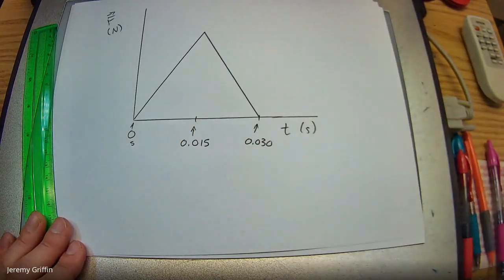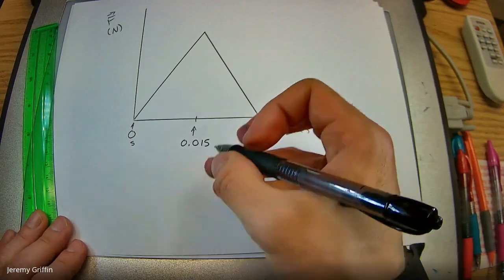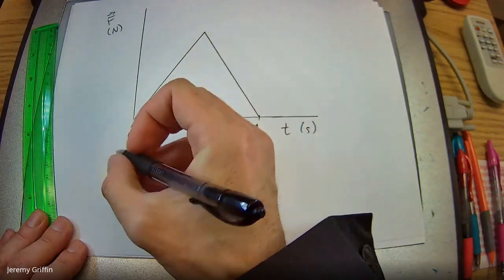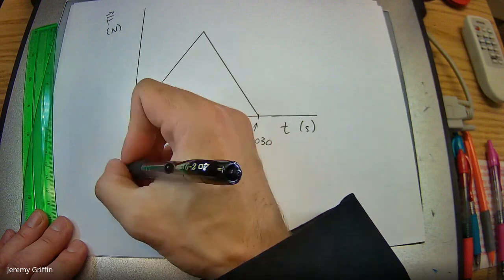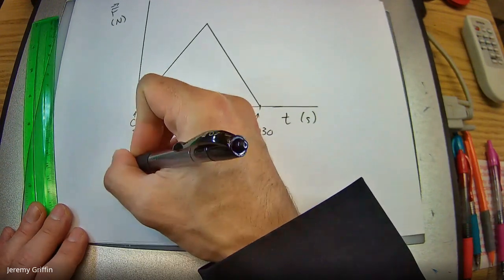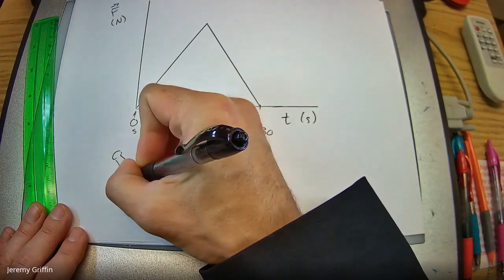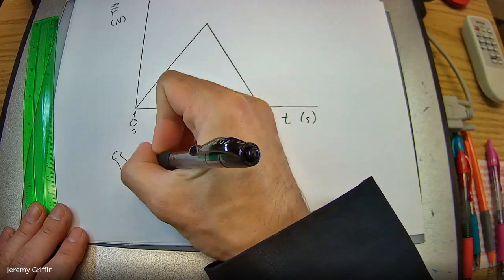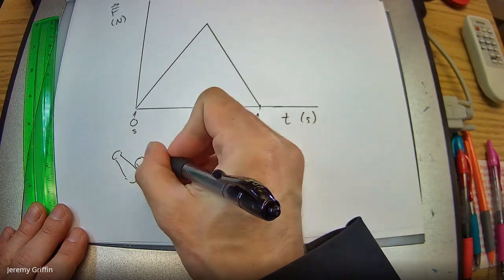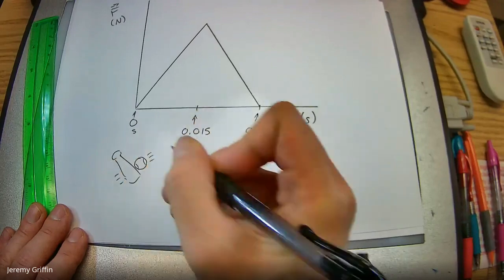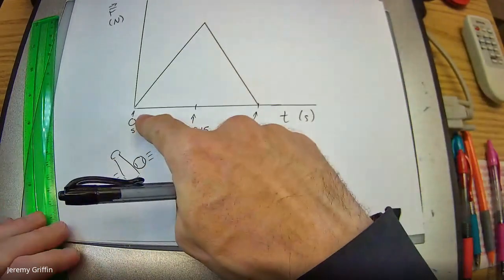This very first moment is when here's your bat. Here's the ball, and the ball is just making contact with the bat. Here comes the baseball, here's the bat. They're just starting to make contact, right there.